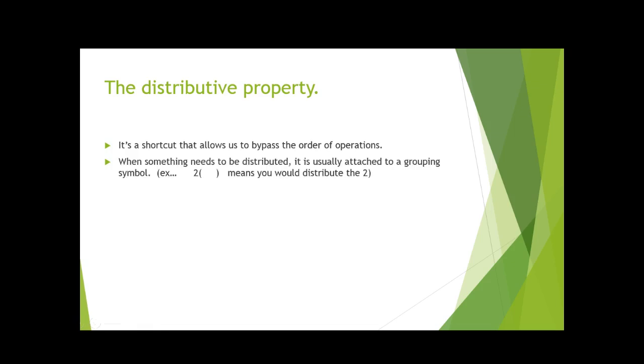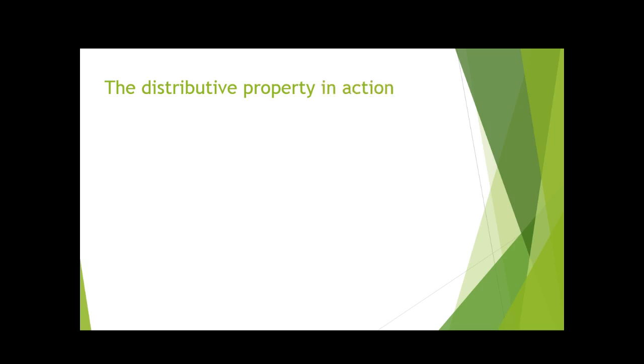So for when something needs to be distributed, what you'll see is a number attached to a grouping symbol. So for example, it'll be the number 2 attached to the parentheses. That means you distribute 2 to every term on the inside of the parentheses, and we'll talk about what terms are. When you distribute, you multiply that number with every term on the inside. So here's the distributive property in action.